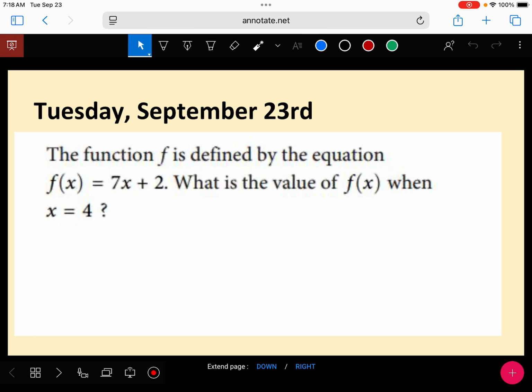Function f is defined by the equation f of x equals 7x plus 2. So this is my function, and it's asking us to find f of x if x is 4. What do you think we have to do with that? 4.